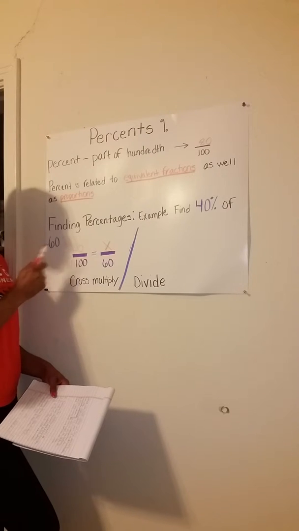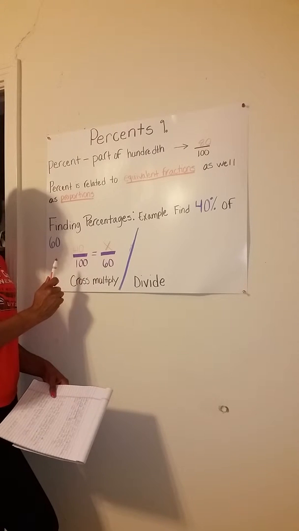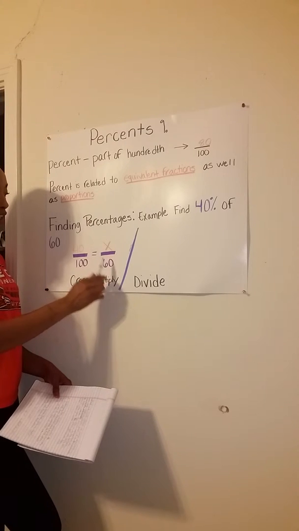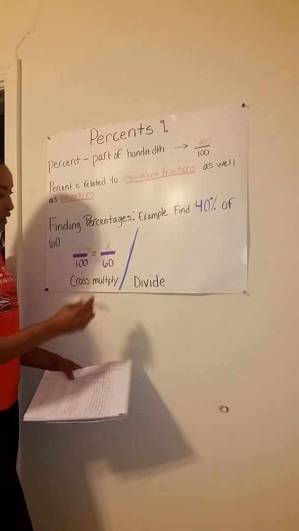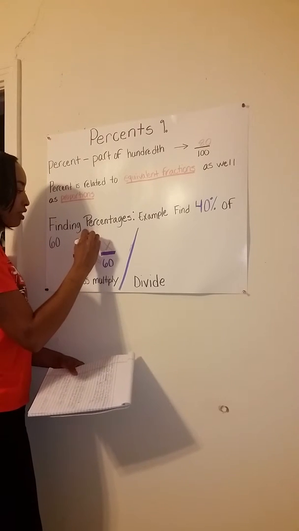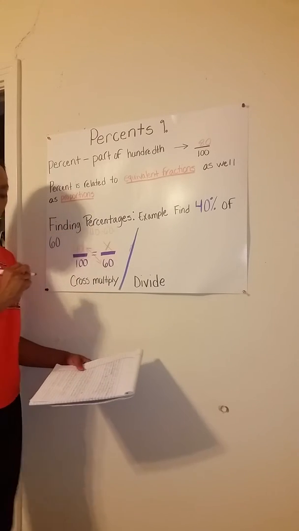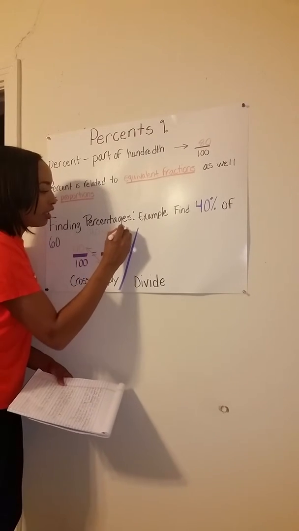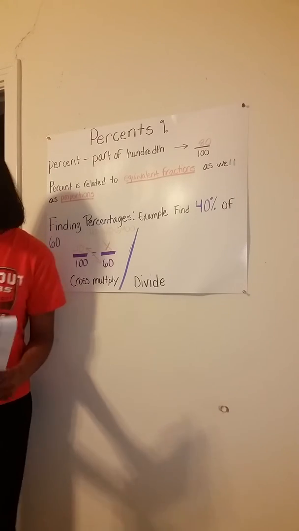And we went over this already, but who can tell me how we cross multiply? Do we go from here to here? Good. We go from the top left to the bottom right. So then we would be multiplying 40 times 60. So if we multiply 40 times 60, and I'm going to write it up here just so you guys can see. Who can tell me what that would be? Good. 2,400. Now that's a big number, but we'll make that a little bit smaller.